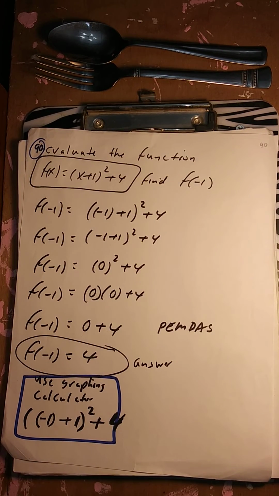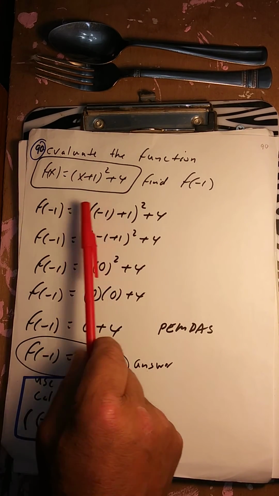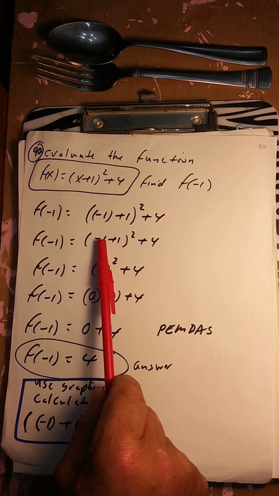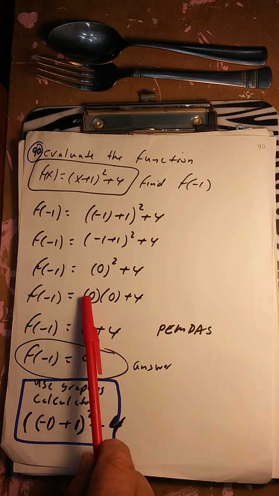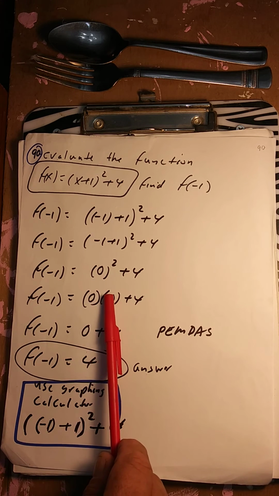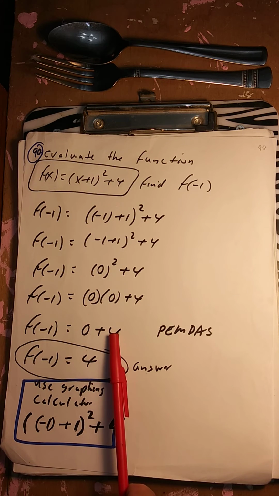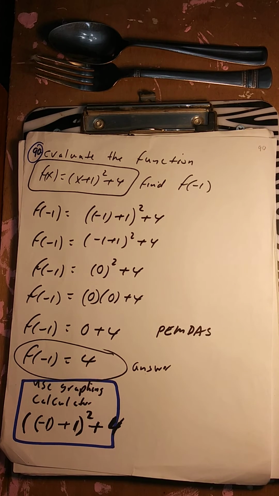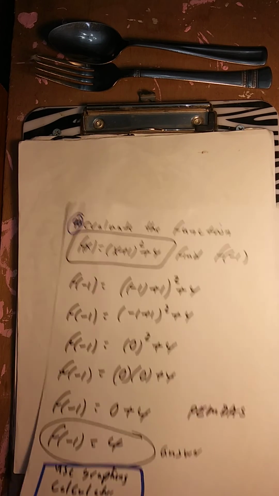Put f of negative 1. Put a negative 1 for the x right here. So negative 1, take the parentheses off. Negative 1 plus 1 is 0. 0 squared means 0 times 0. Well, 0 times 0 is 0 plus 4 more. So it's going to be 4. Okay. Well, that's the end of those, guys.